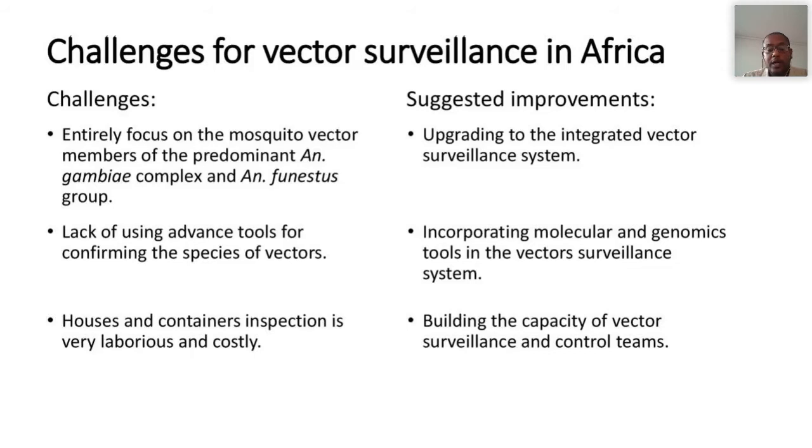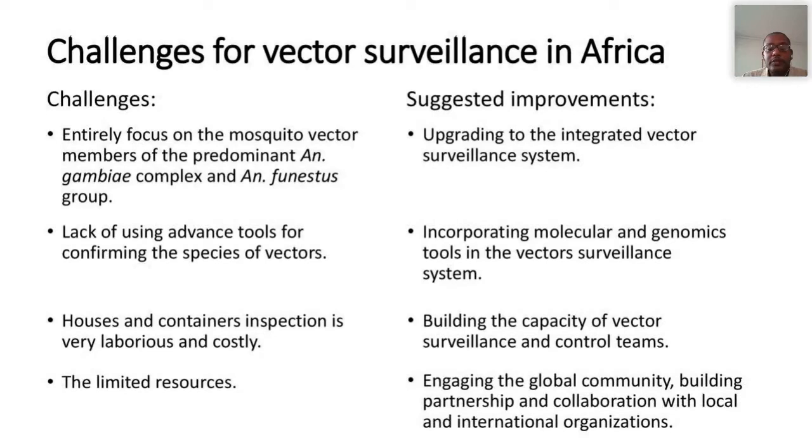However, to tackle this issue, we need to build the capacity of vector surveillance and control teams by increasing the number of trained people and resource mobilization, and community engagement might also offer great help here. And all of that depends on the resources. As we know, in most of Africa, there is a huge shortage in resources, mainly local resources.